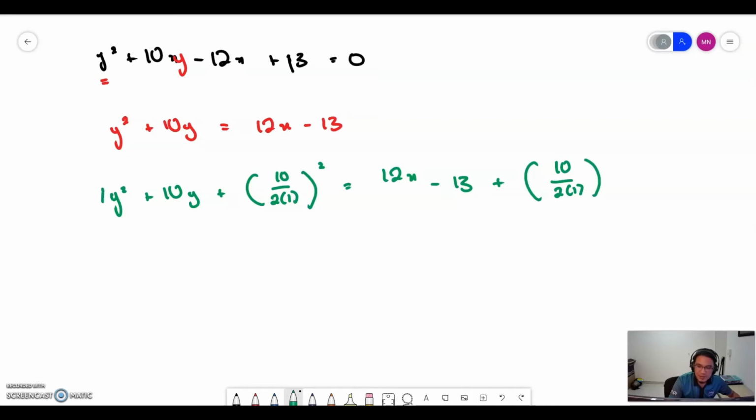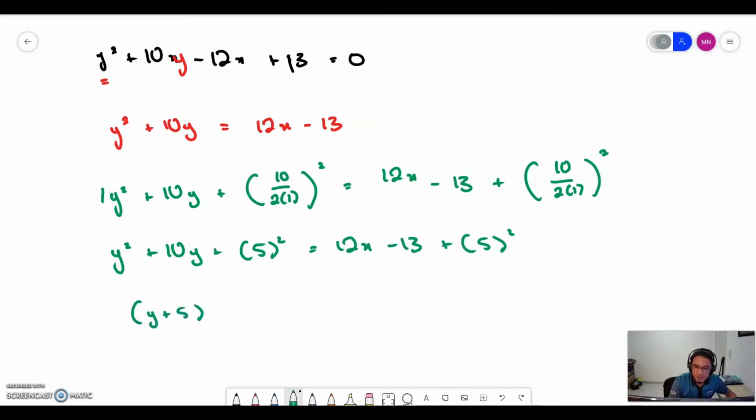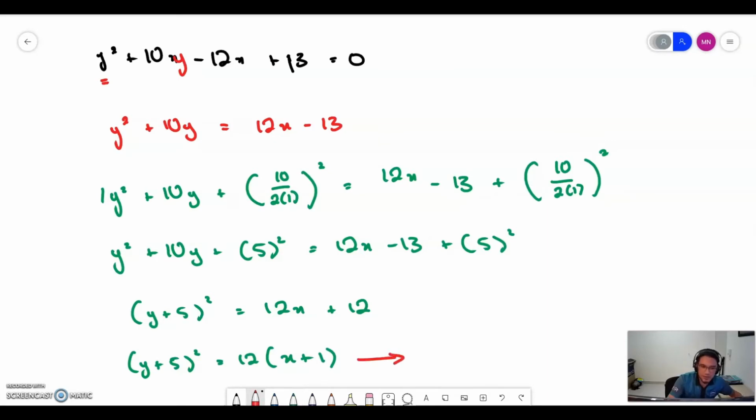Now we have to solve for the brackets. We expand: y squared plus 10y plus 5 squared equals 12x minus 13 plus 5 squared. Now we can factorize. We have (y plus 5) squared equals 12x plus 12. Now we can factorize out the 12, and it will be 12(x plus 1). So here is the standard form of our parabola equation.